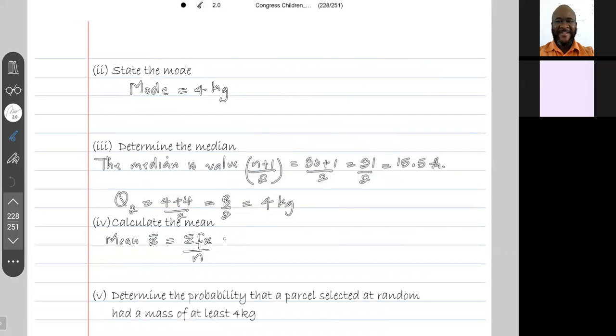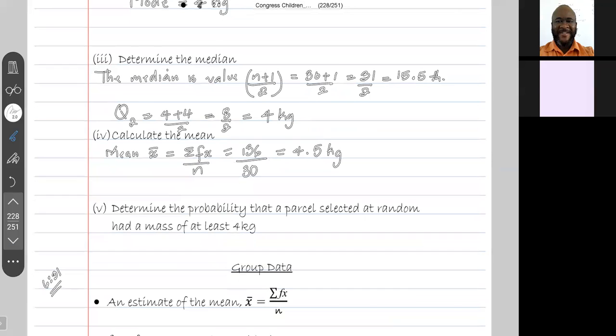Guys, this is 136 divided by 30. The mean, or the average, is 4.5 kilograms. Stay with me.